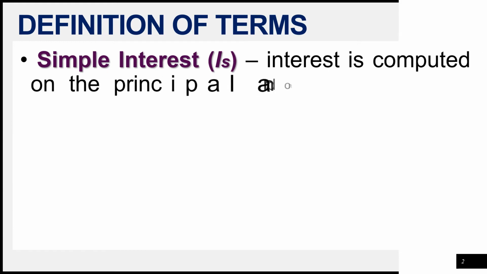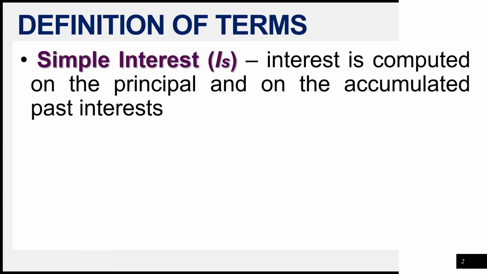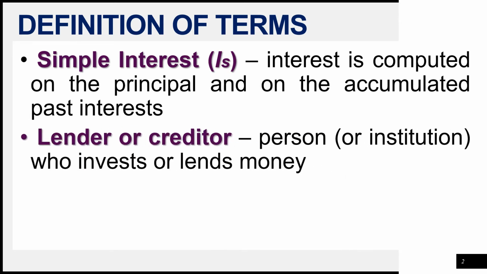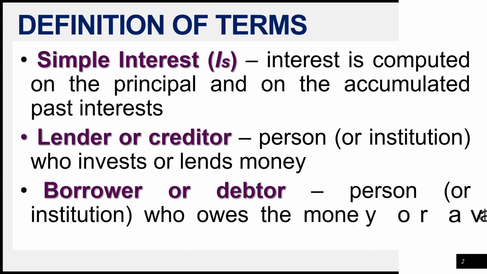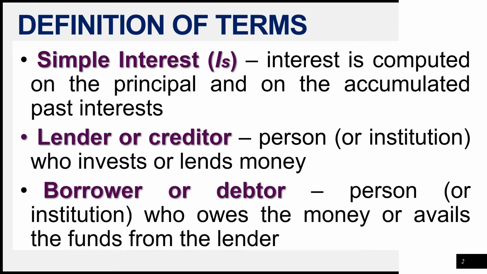First is the simple interest with the symbol of IS. This is the interest which is computed on the principal and on the accumulated past interests. Then, the lender or the creditor. The lender or the creditor can be a person or an institution who invests or lends money. They are the persons who provide us the funds which is available for us to borrow. And we have the borrower or the debtor. It is a person or an institution who owes the money or avails the funds from the lender.